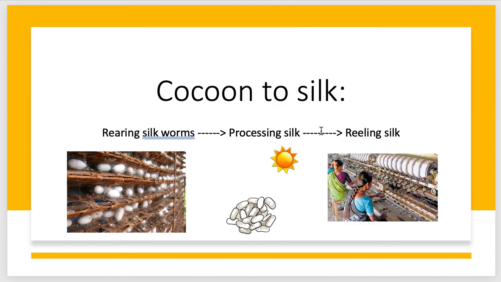Then that fiber is reeled into silk. That is called reeling silk, which is done in huge machines. So this is how we get wool and silk. And then these silk threads are used to weave silk fabrics. So that's about the journey from fiber to fabrics.